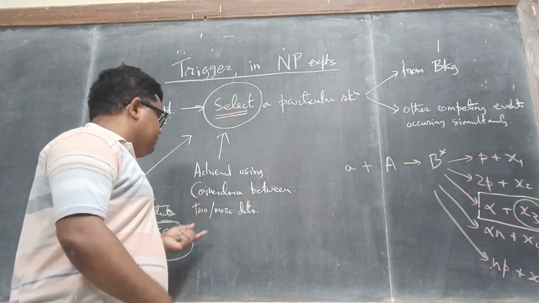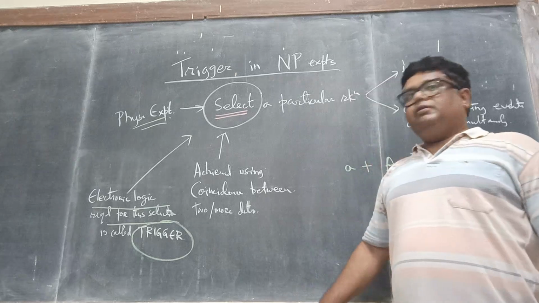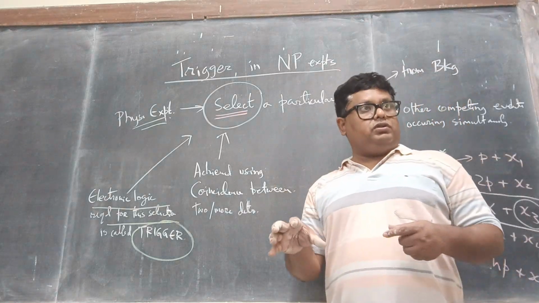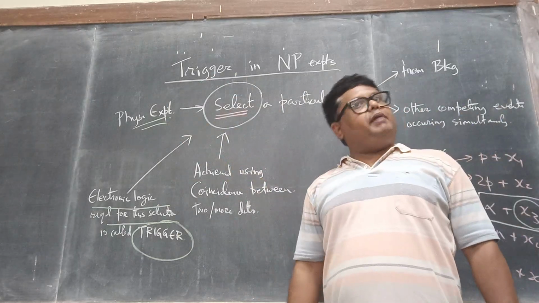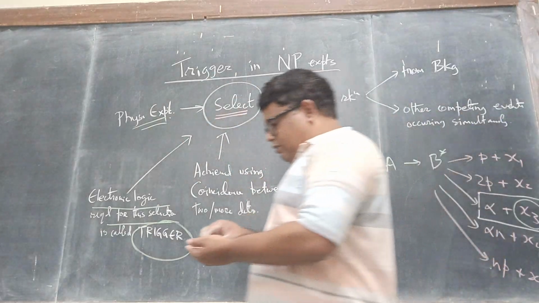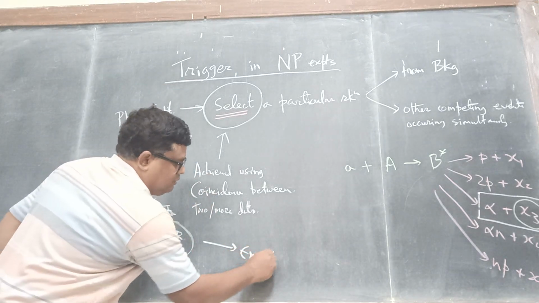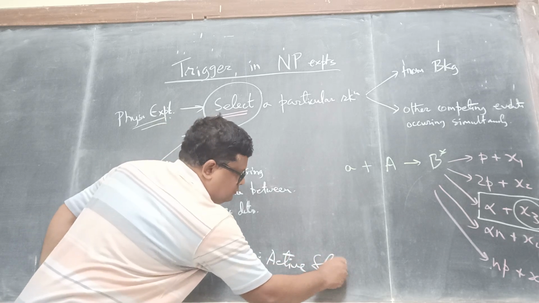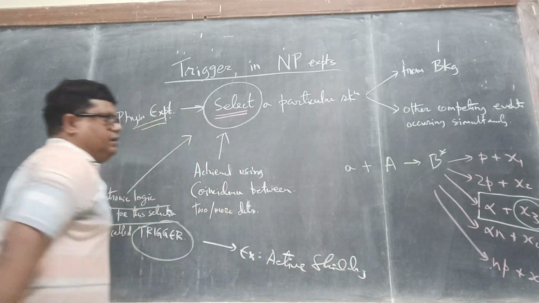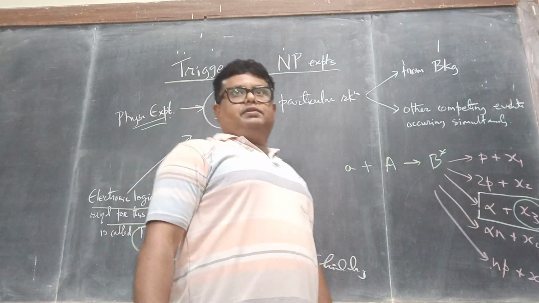The active shielding was a typical example of this electronic logic being used to select out the full energy peak events and remove the background events. So one particular example we have already studied is active shielding. Right. So now we are going to study other cases.